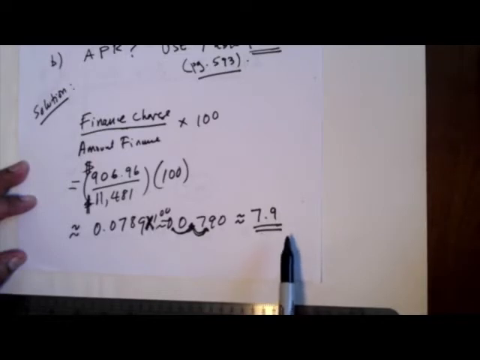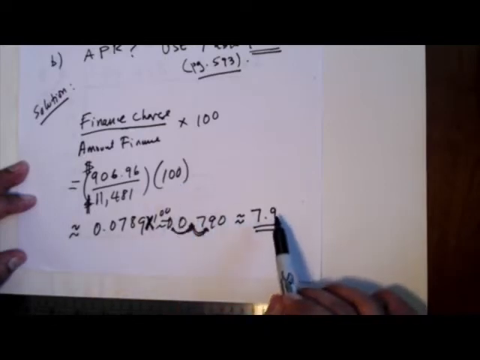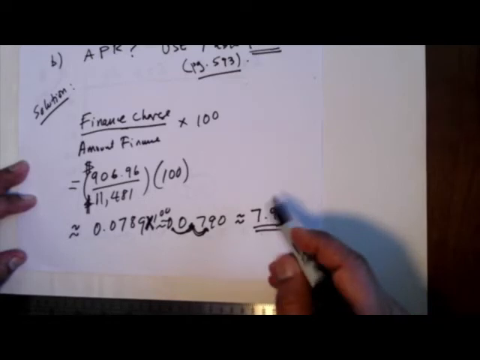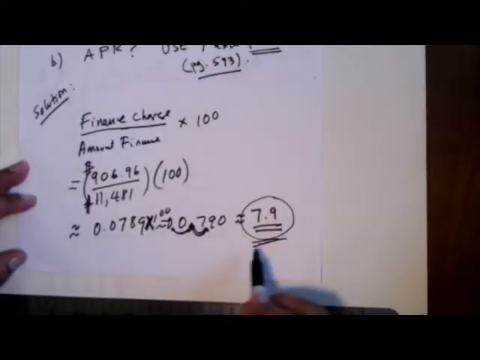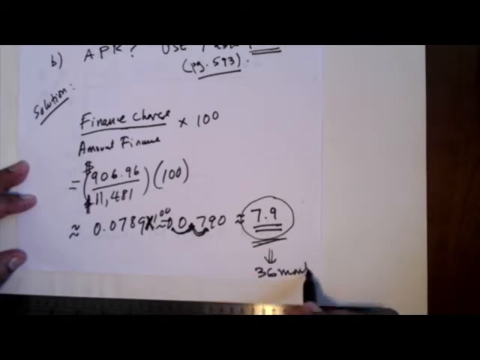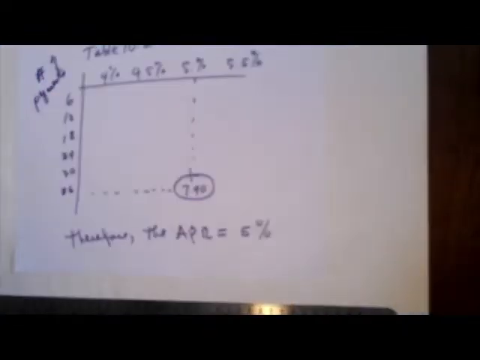This is the number that you are getting in terms of the ratio multiplied times 100. And basically, you have to go back to the table and see where these numbers appear for 36 months. And let's go to the table.